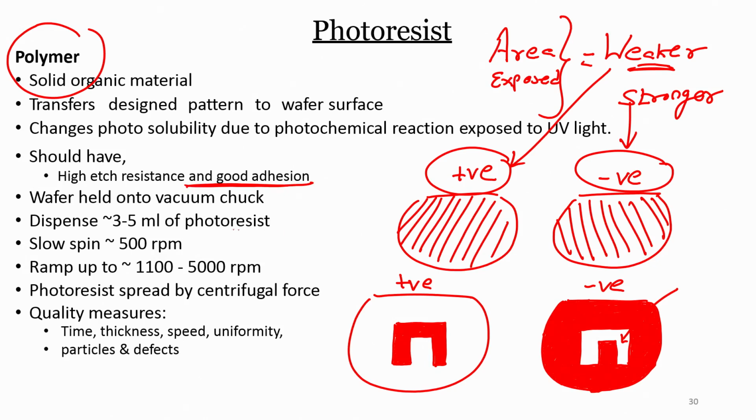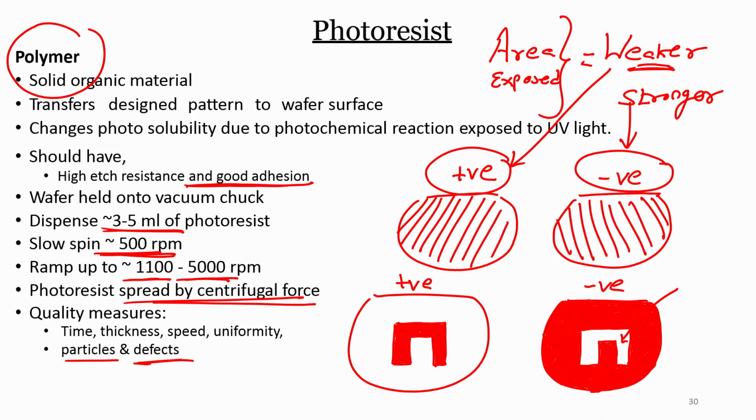These are the steps. First, dispense 3 to 5 ml of photoresist. Second, slow spin at 500 rpm, followed by a high ramp up to 1100 to 5000 rpm depending on the thickness that you want. Photoresist is spread through centrifugal force, and the quality measures for this photoresist can be time, thickness, speed, uniformity. Also we can see particles and defects if any on the photoresist. When we coat the photoresist, we have to take care of this many parameters.